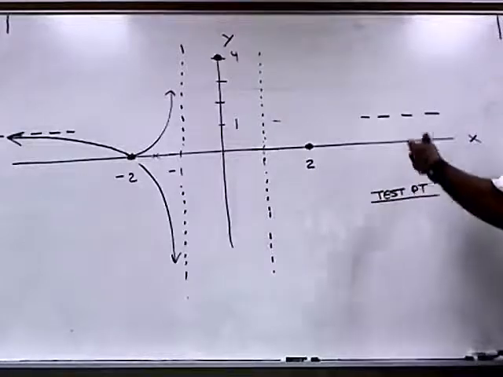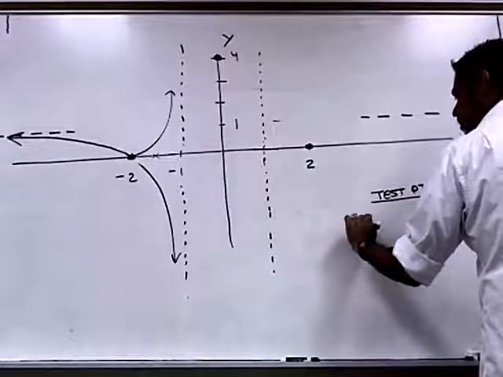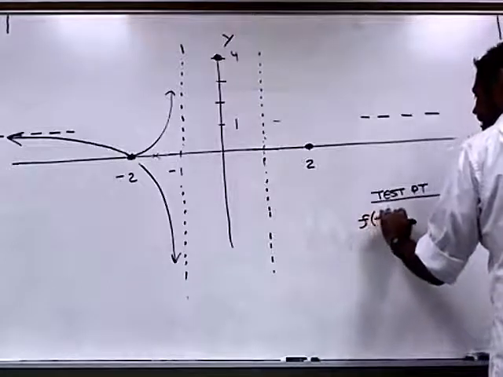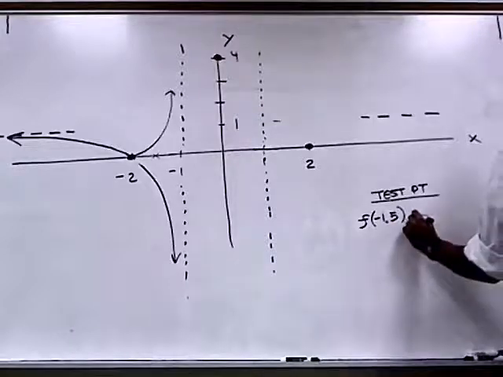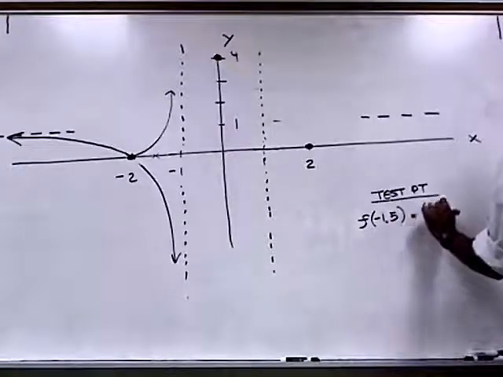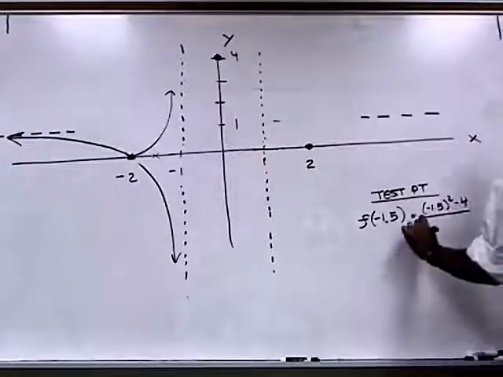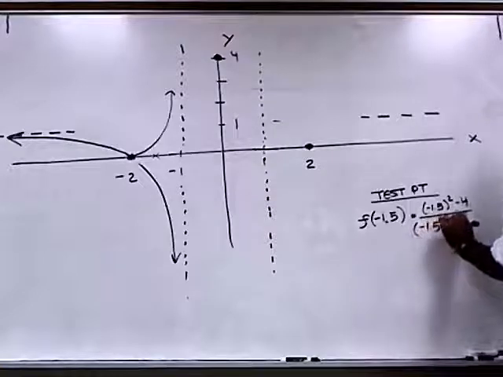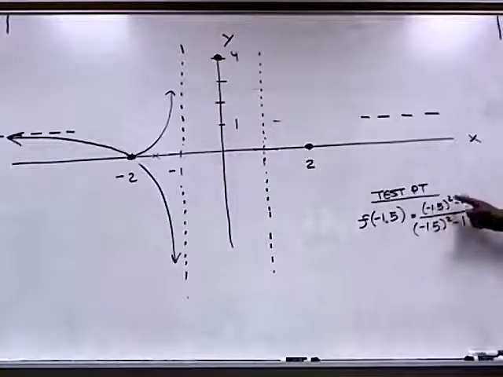So my first test point, I might have to do a few here on this problem. My first test point is trying to plug negative 1.5 into the function. Does this make sense to everyone what I'm doing? Okay. Plugging it into the function means I have to do negative 1.5 squared minus 4 over negative 1.5 squared minus 1. It was x squared minus 4 over x squared minus 1, right? And I'm replacing x with negative 1.5.